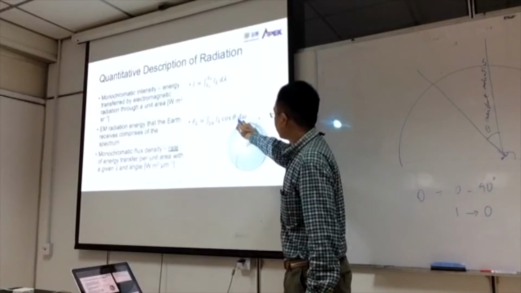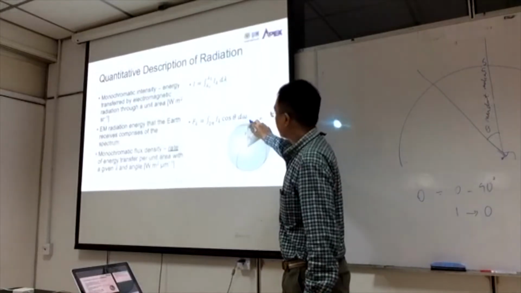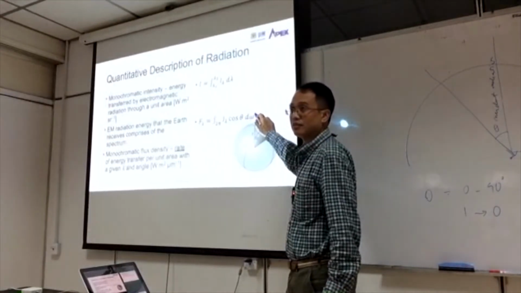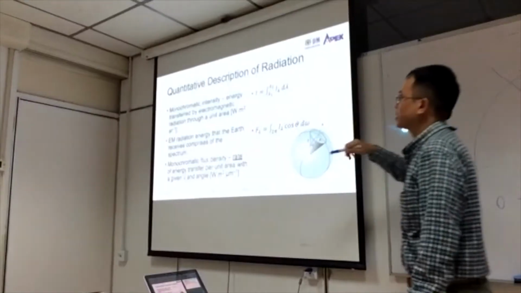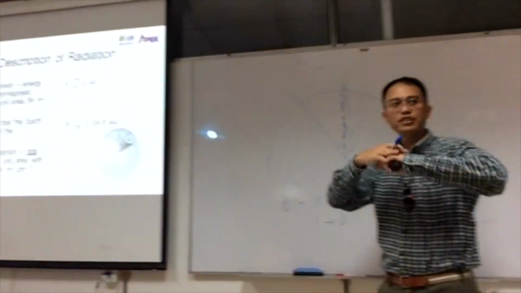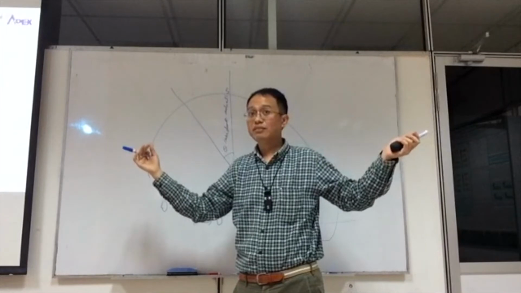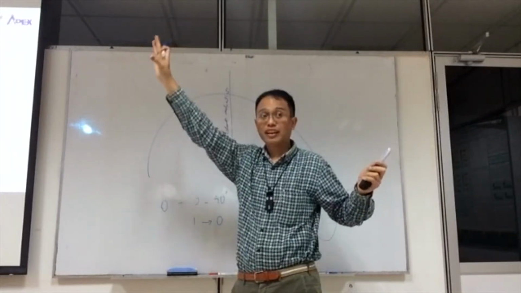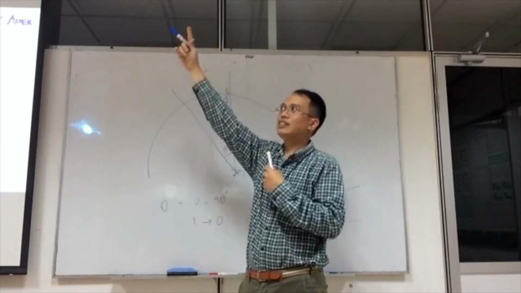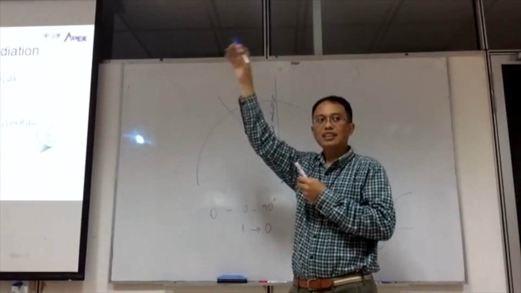This d omega means the angle that is covered from the sun. But the sun doesn't cover the entire sky. The sun is just one circle in the sky. So that circle in the sky that we see is the solid angle.